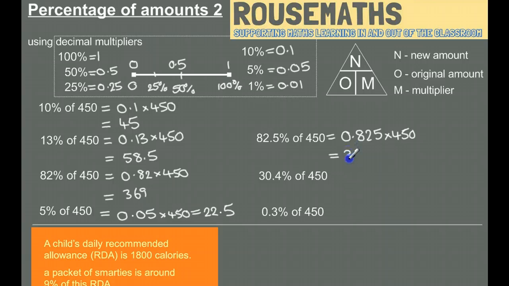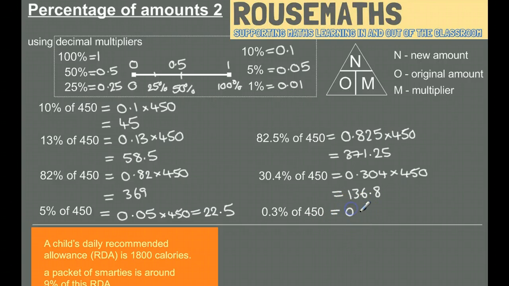And for this one we get 371.25. For the next one, that's what 30% would be, so we need to put 0 in to maintain the units is 0, and we've got the 4 on the end to make it the decimal equivalent of 30.4. And our answer will be 136.8.